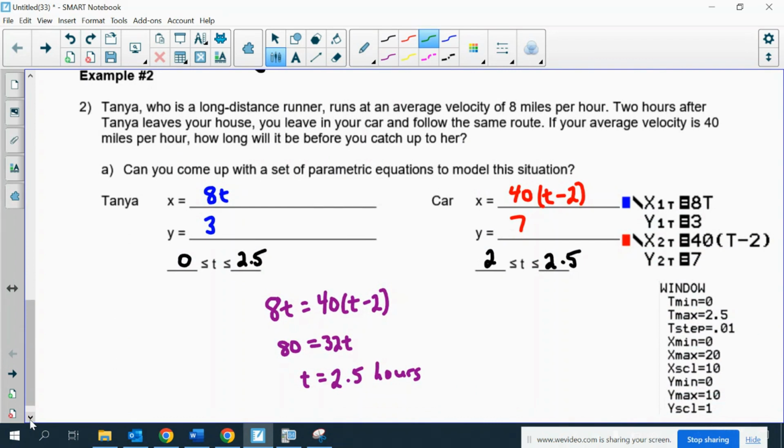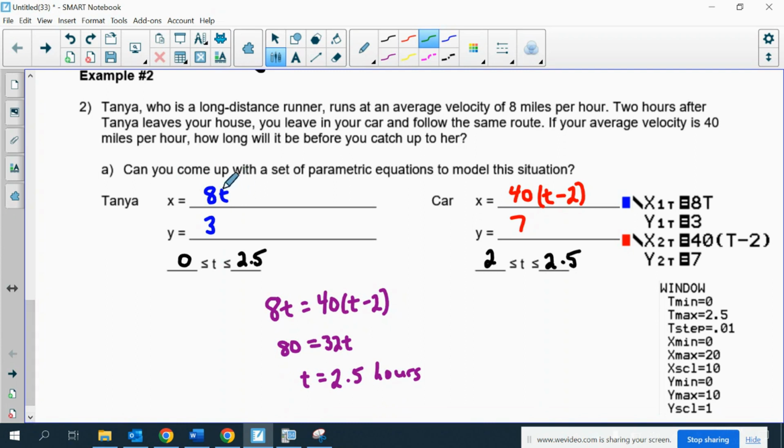Now, Tanya, as a distance runner, runs at an average velocity of 8 miles an hour. 2 hours after Tanya leaves your house, you leave in your car and follow the same route. If your average velocity is 40 miles an hour, how long will it take you to catch up to her?